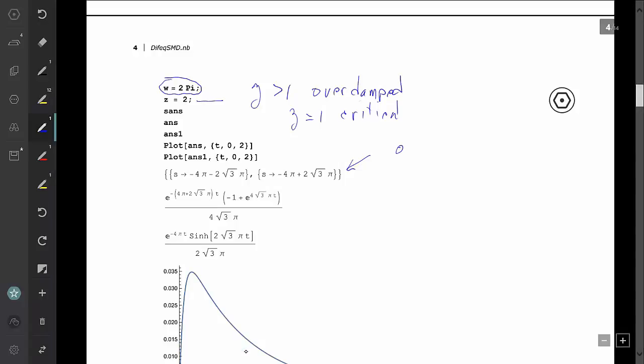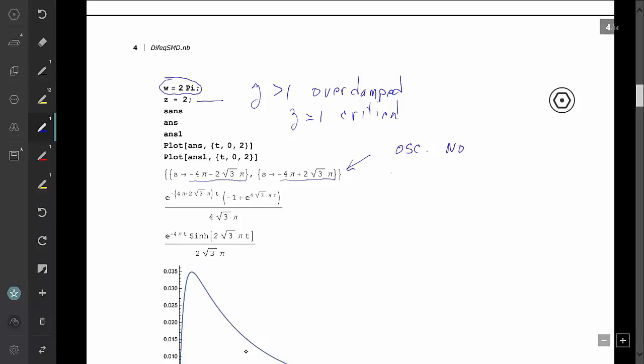Does it want to oscillate? The answer is no, because if you look at this, these are all just real numbers. You might want to pull out your calculator and determine that. So no, it does not want to oscillate.